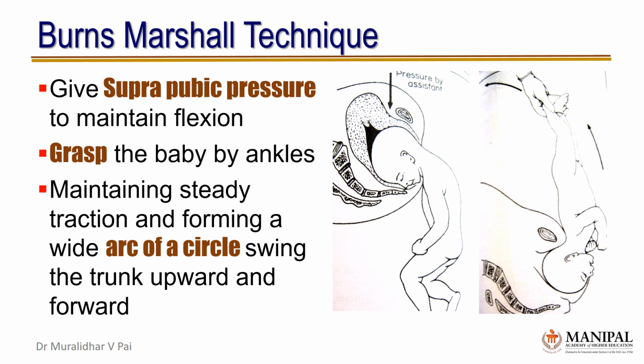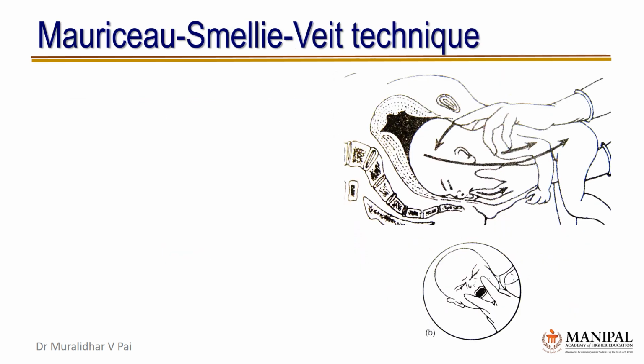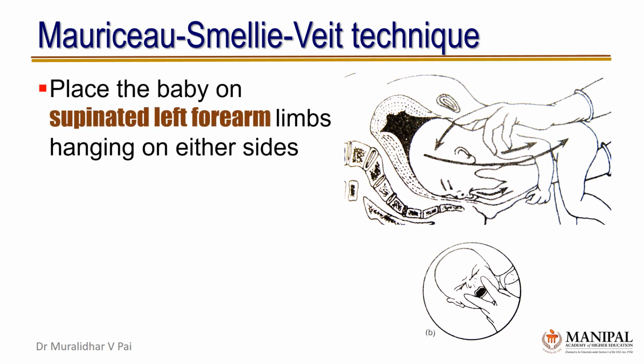This is the commonest maneuver that is used to deliver the aftercoming head of the baby. If this doesn't help, one may turn to Mauriceau-Smellie-Veit technique. In this technique, the baby is placed on the supinated left forearm of the obstetrician. The limbs will be hanging on either side of the hand.